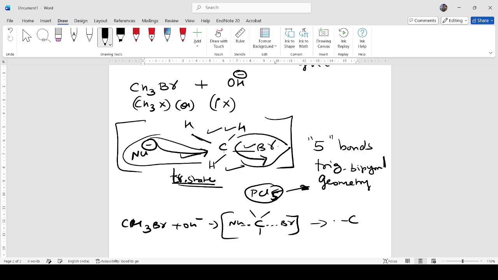And immediately what you get is a nucleophile attached to CH3 here, and the Br minus left. You can see the attack is coming from the back side. Attack happens from the back side.